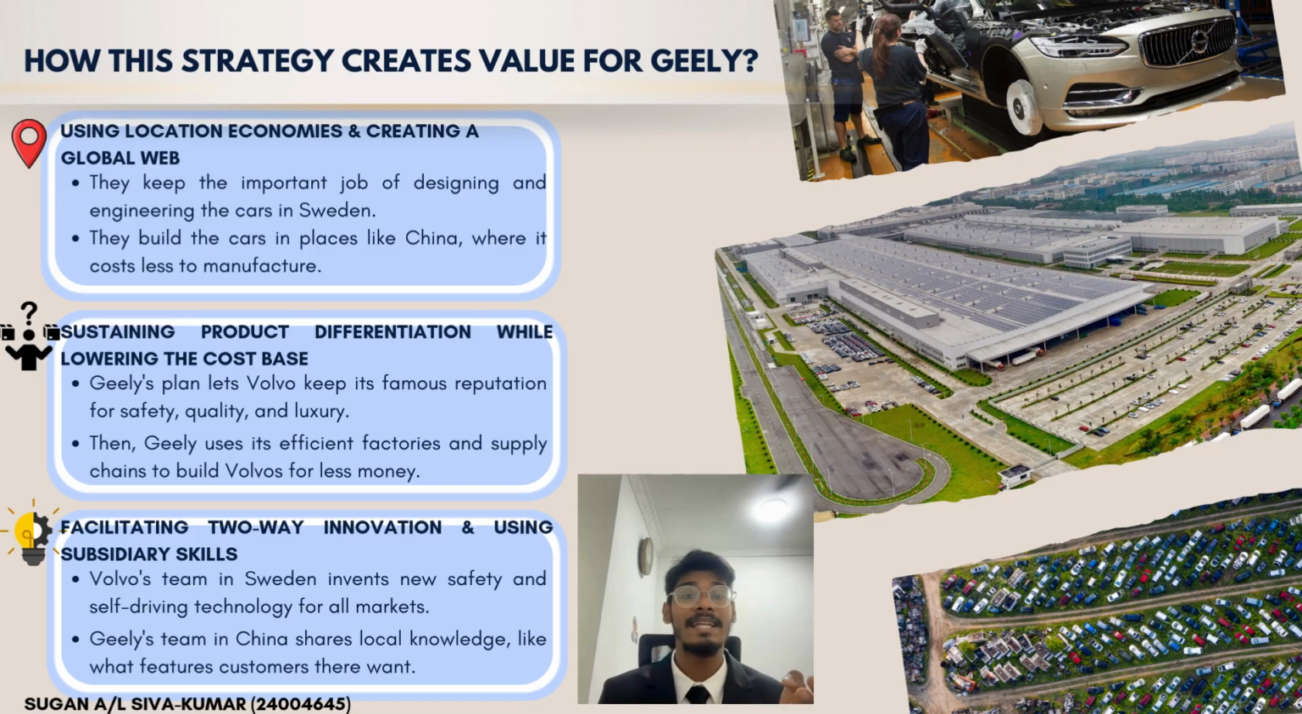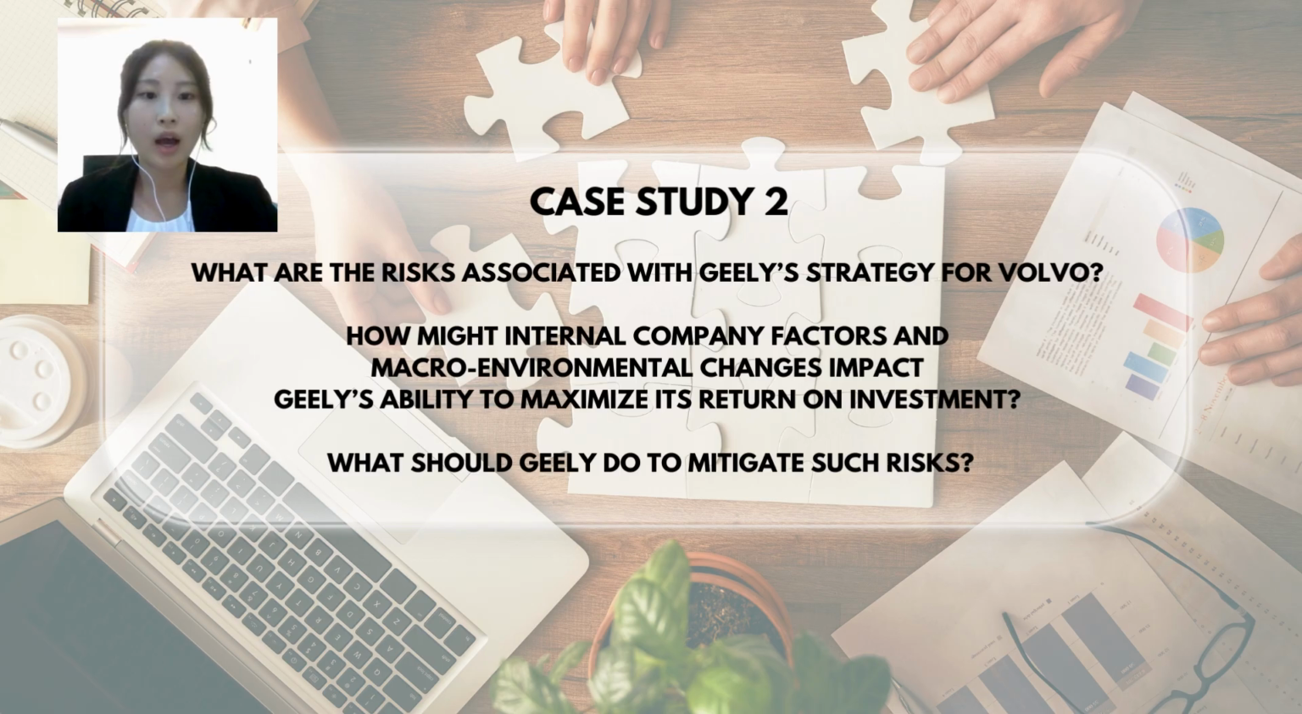The third one is facilitating two-way innovation and using subsidiary skills. So the two companies learn from each other. The Volvo team in Sweden invents new safety and self-driving technology for all markets, while Geely's team in China shares local knowledge, like what features customers want. These good ideas from both sides are shared to make better cars everywhere, which is an advantage competitors don't have. That is our presentation on case study 2.